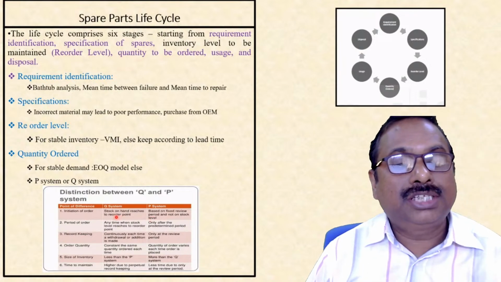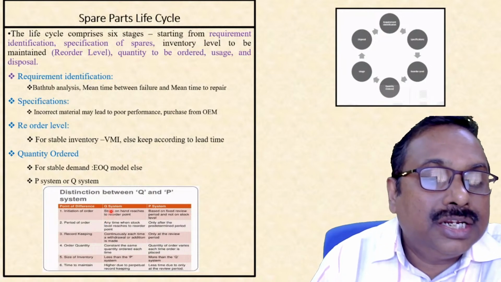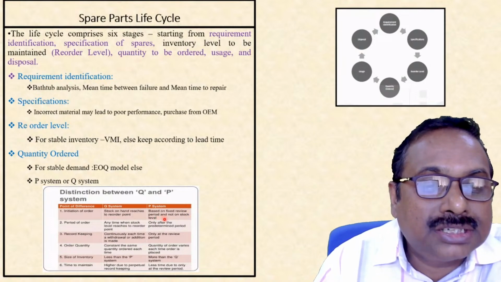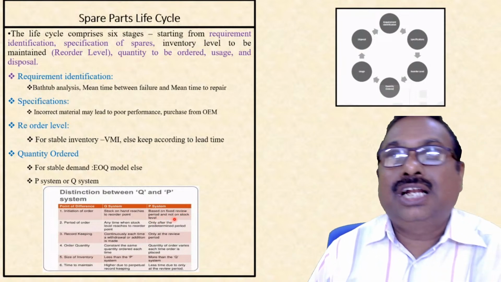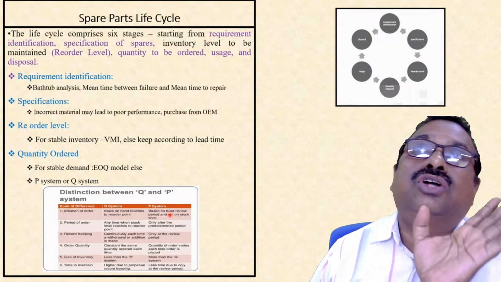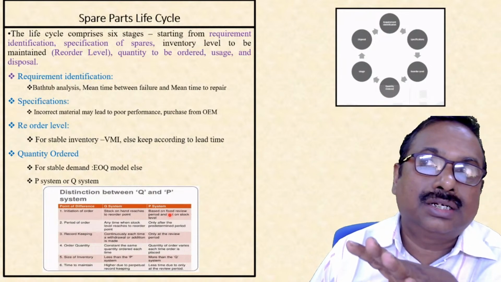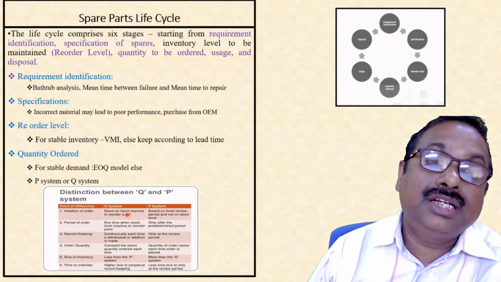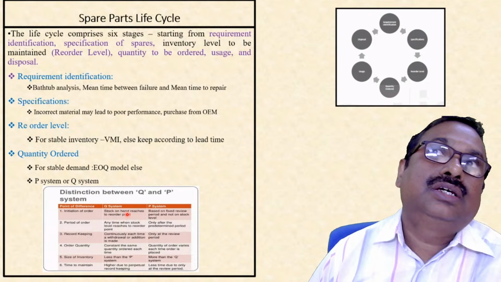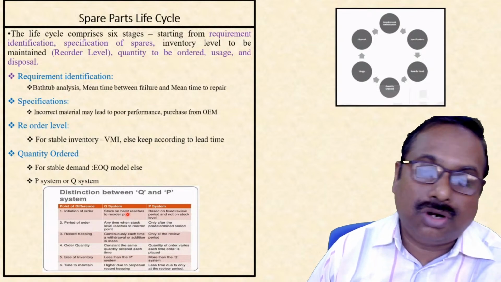The Q system is fixed quantity. P is fixed period. In the Q system, the stock on hand reaches the reorder point. In the P system, it is based on a fixed review period. That means every 15 days or every 30 days, we check the stock. If it reaches the reorder level, you go for another order. But in the Q system, whenever material is dispatched, you check the order level. If it reaches safety stock, you order another.